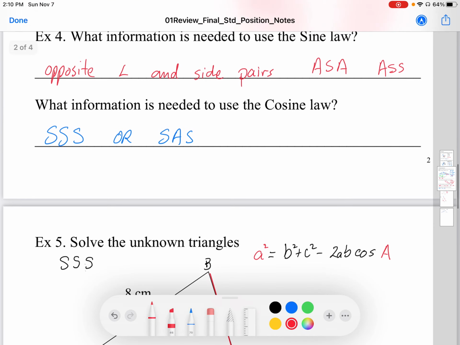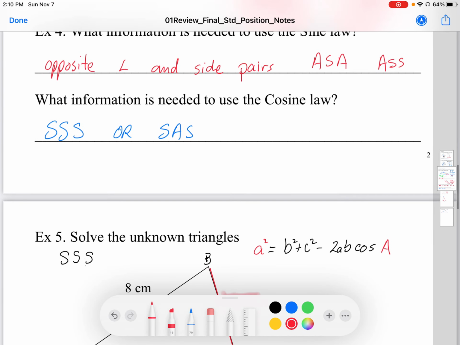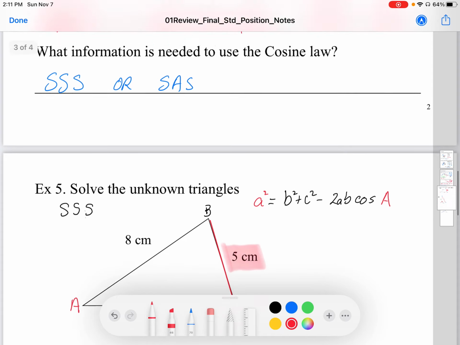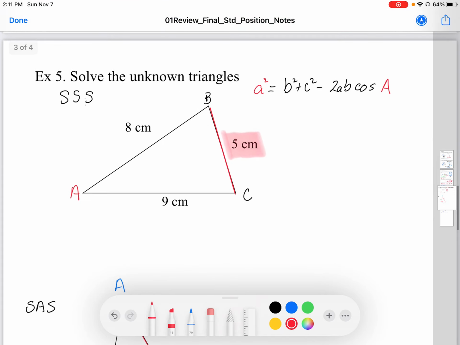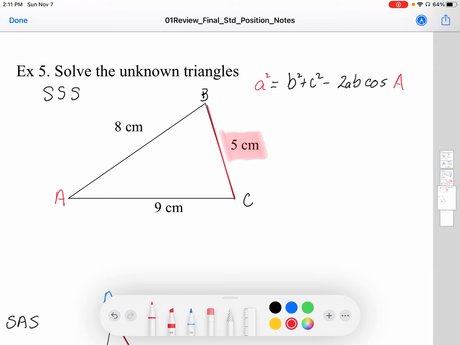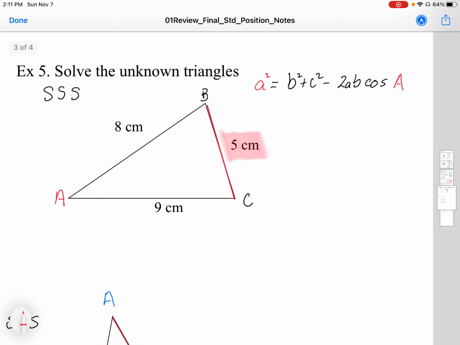So for cosine law, we need either side, side, side, or side, angle, side. So example 5 here is a case where we have side, side, side. We've been given 9 centimeters, 8 centimeters, and 5 centimeters side length, no angles, and we need to solve this triangle, which means we need to solve for the 3 angles.